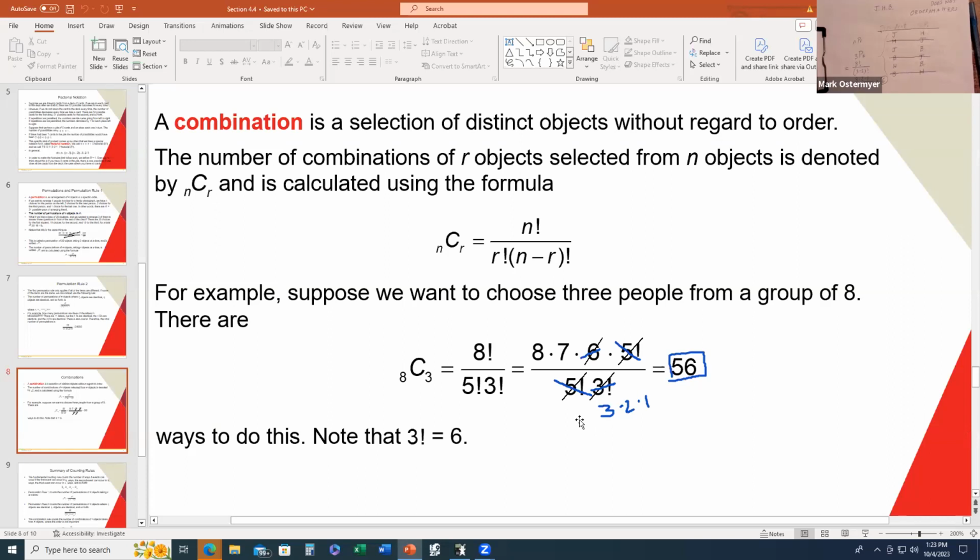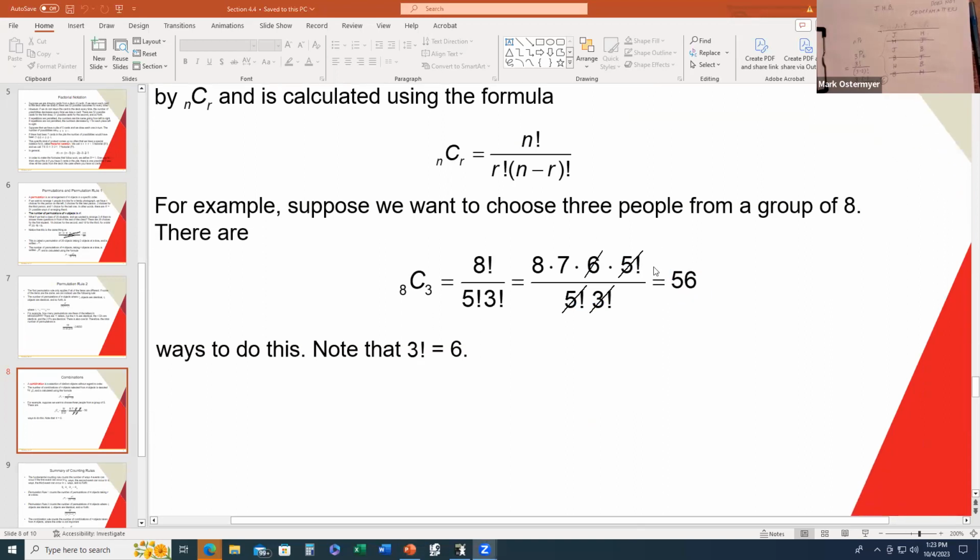All right, so hopefully we understand the difference between a permutation versus combination. Again, permutation: order matters. Combination: order does not matter. And usually it's pretty clear with your applications as to whether order is going to matter or not.